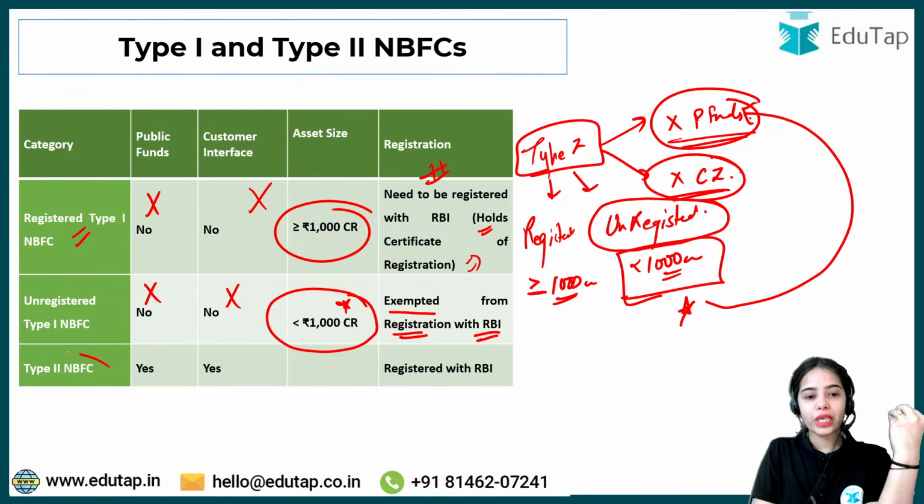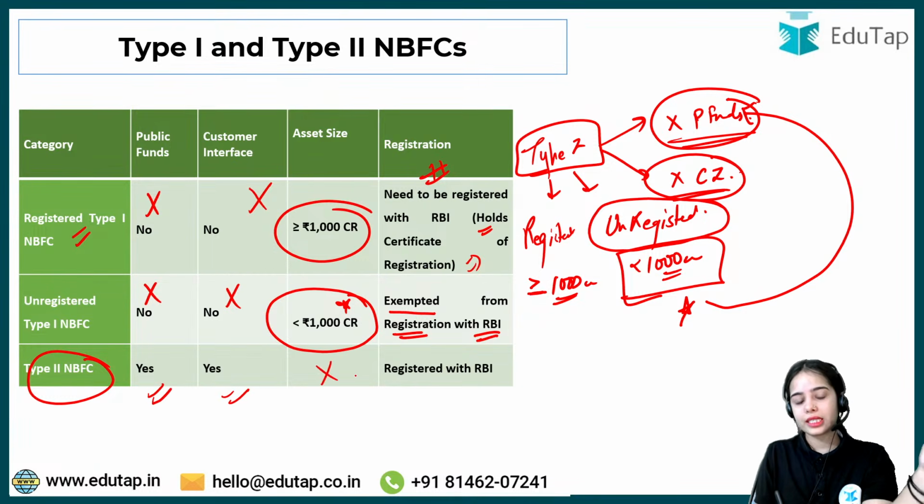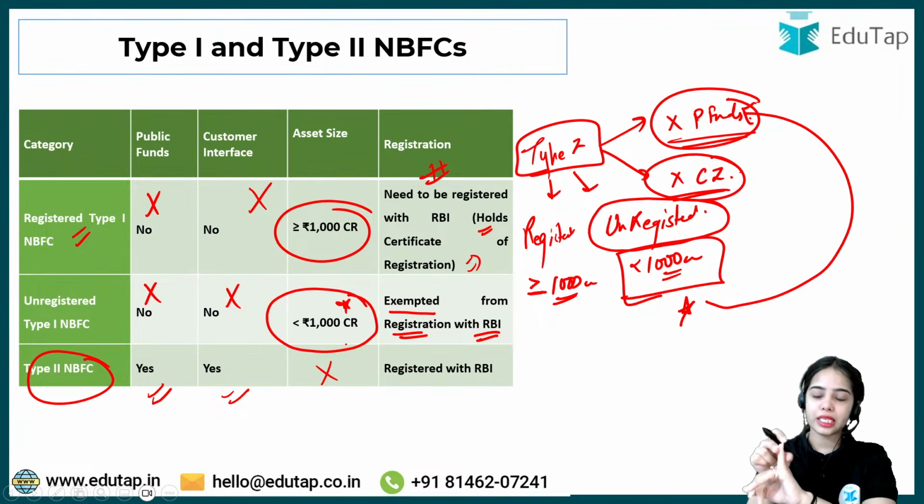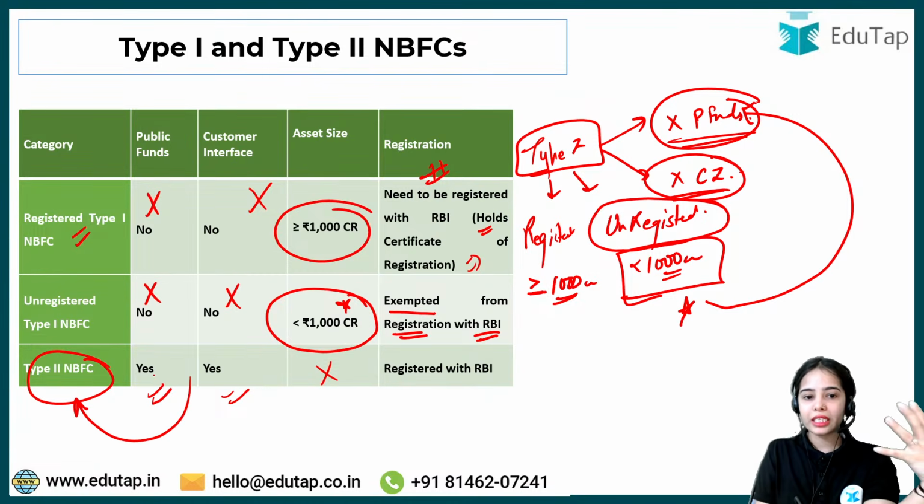Now, type 2 NBFC is basically the NBFC that is taking public funds and having the customer interface, irrespective of asset size. Whatever the asset size is, it doesn't matter. If the NBFC is taking public funds or is having the customer interface, it will come under type 2 NBFC, which compulsorily needs to get registered.